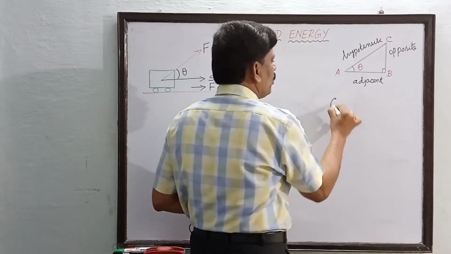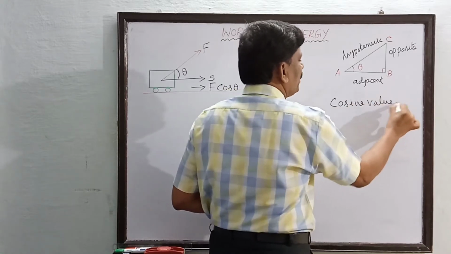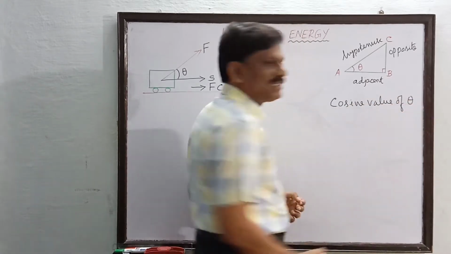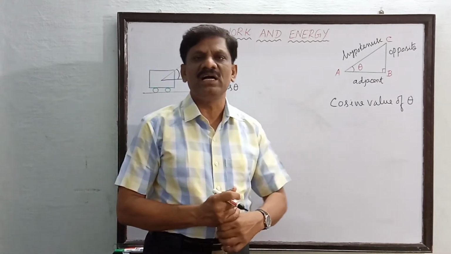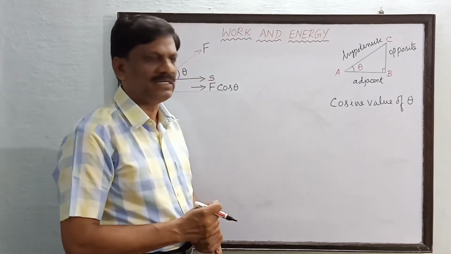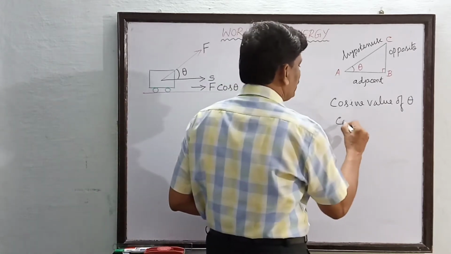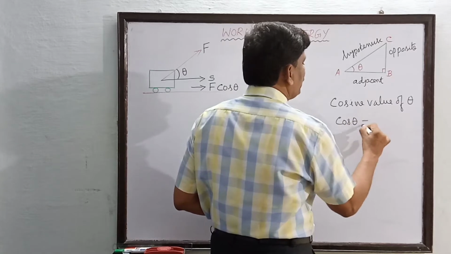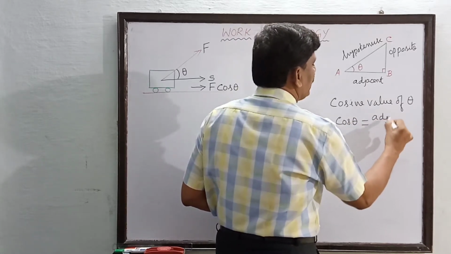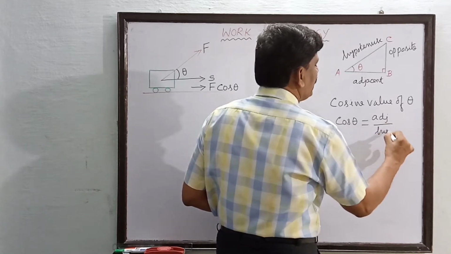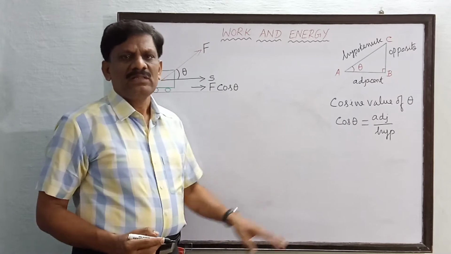Now here, the cosine value of theta. In mathematics you must have studied what is meant by sine value of theta, cos value of theta and tangent or tan value of theta. We need only the cosine value of theta, that means cos of theta. So cos of theta is equal to the adjacent side divided by the hypotenuse. So this is the mathematical step.